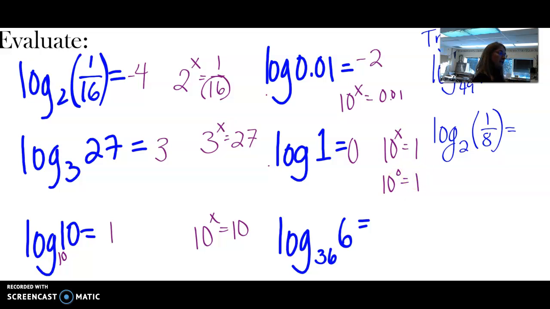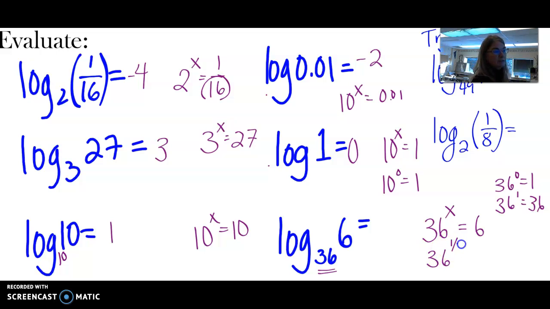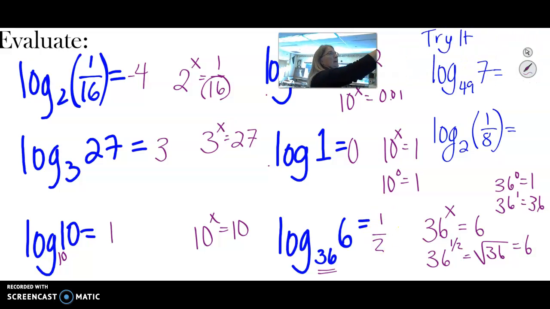Log base 36 of 6 means 36, the base here, to what power, because we're trying to find the exponent, equals 6. So if you think about it, 36 to the 0 is 1, that's too small. 36 to the first is 36, that's too big. If you took the square root of 36, you would get 6. How do you write an exponent that makes it a square root? It's the 1/2 power. So 36 to the 1/2 means the square root of 36, which would be 6. So this is 1/2.